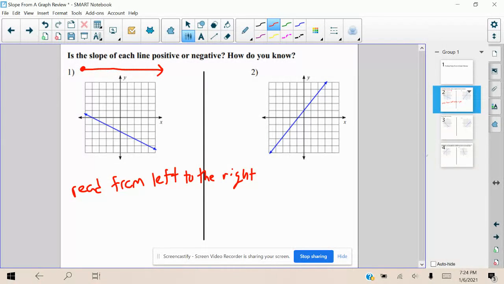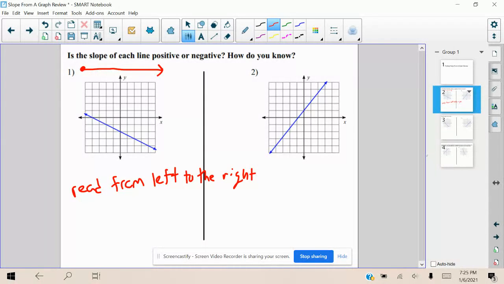Is that line going up or is it going down? Is it increasing or is it decreasing? If it's increasing, it's going to show a positive value. If it's decreasing, it's going to show a negative value, because if we're going up, we're going positive in the y direction. If we're going down, we're going negative in the y direction. So as we go up, it's going to be a positive slope. As we go down, it's going to be a negative slope.